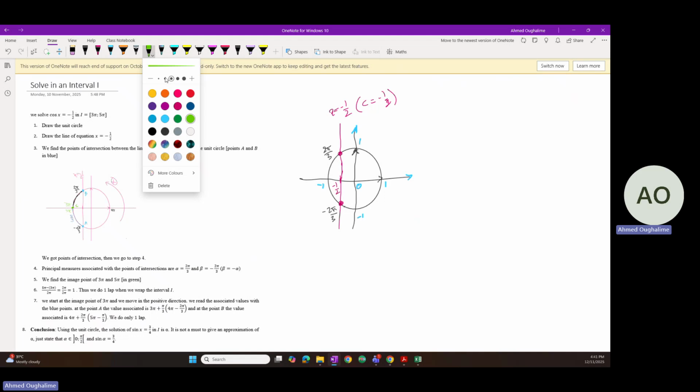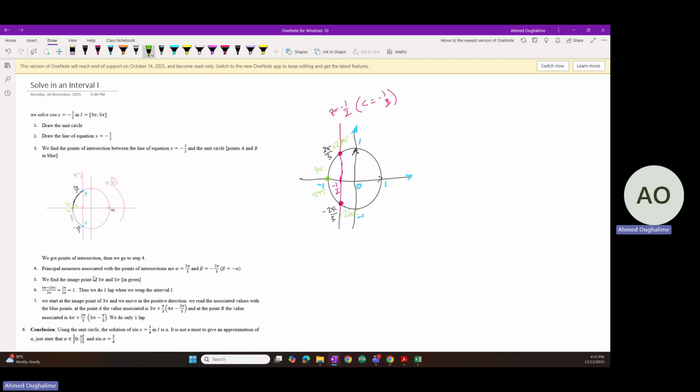Accepting all the possible values, it's plus 2k pi, and here it's plus k pi. And these are the solutions in R. Then I find my interval, which is from 3 pi to 5 pi. The point corresponding to 3 pi is actually this one, and the point corresponding to 5 pi is the same point. So this is my starting and ending point.